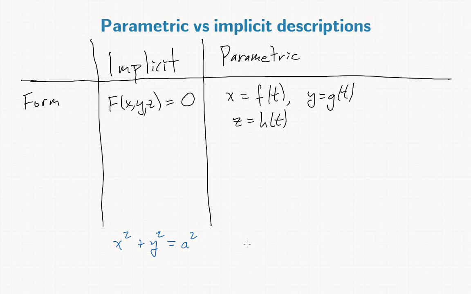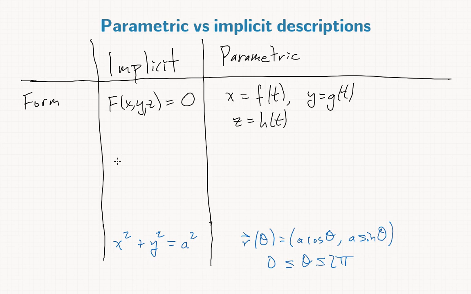So a parametrization of this circle would be r(theta) equals a cos theta, a sine theta, for theta between 0 and 2 pi. And both of these types of description are valuable.